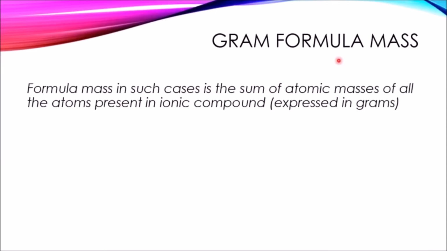What is gram formula mass? Formula mass is actually the sum of all the atomic masses in an ionic compound. For any ionic compound, you add the masses of all the elements and express it in grams. That is gram formula mass. Okay.